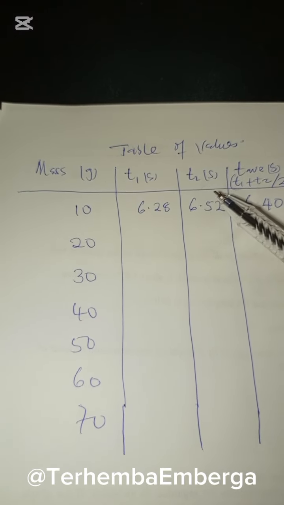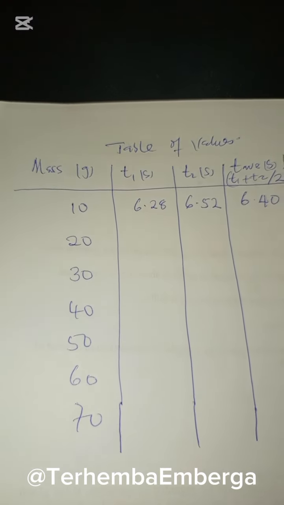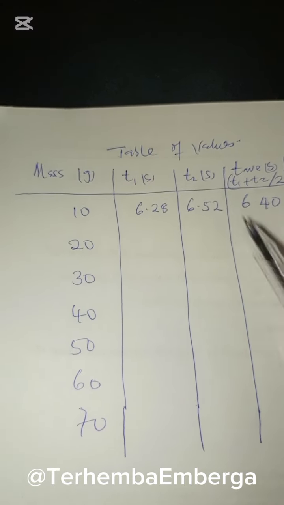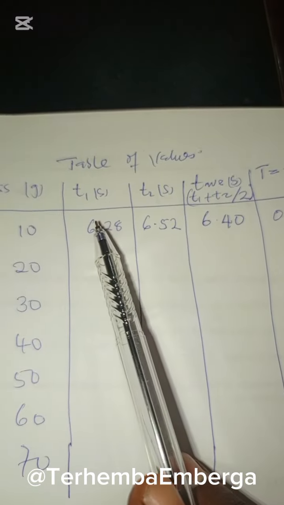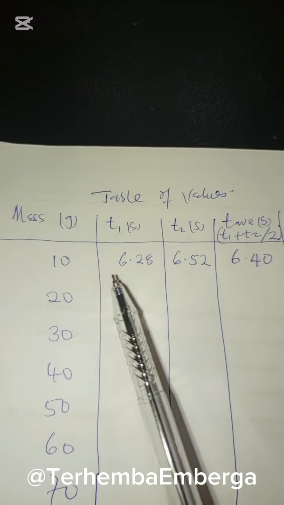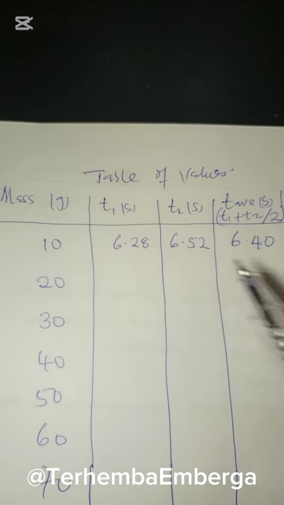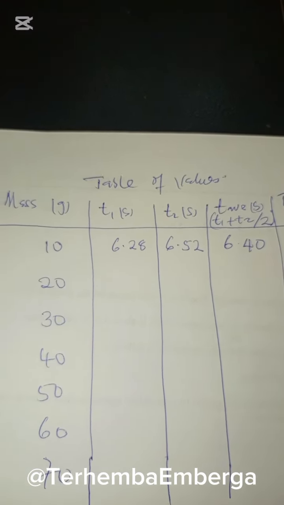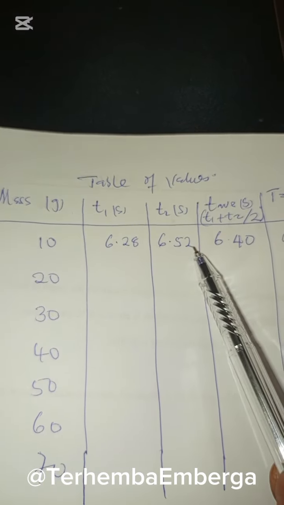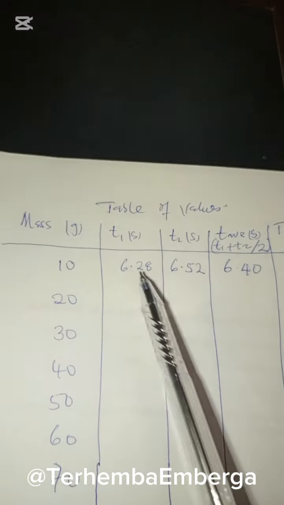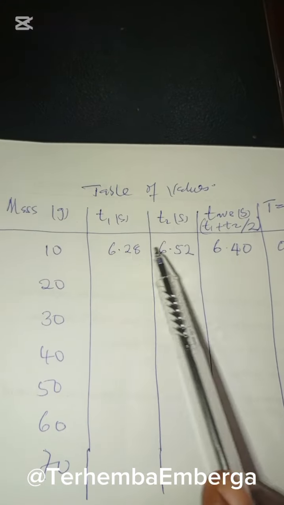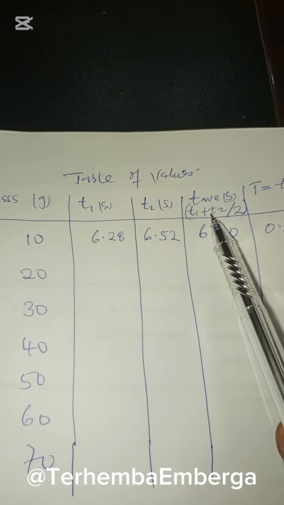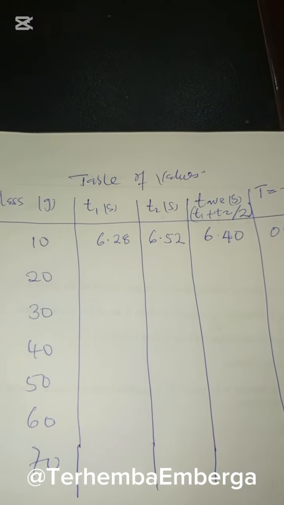Then, to minimize error, these readings will be taken twice, T1 and T2. In the first instance, the student got 6.28. The second one, 6.52. So the next thing you are supposed to do is to take the average of these two figures, T1 and T2. And average means T1 plus T2 divided by 2.